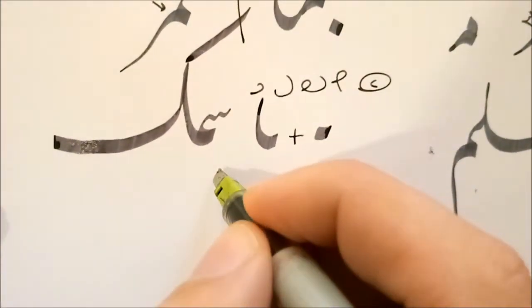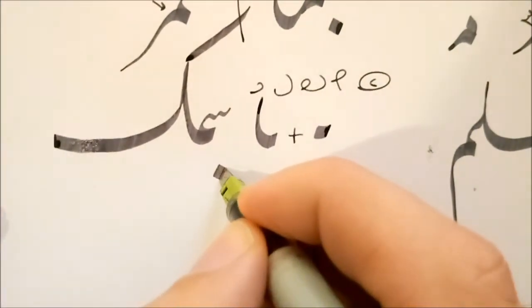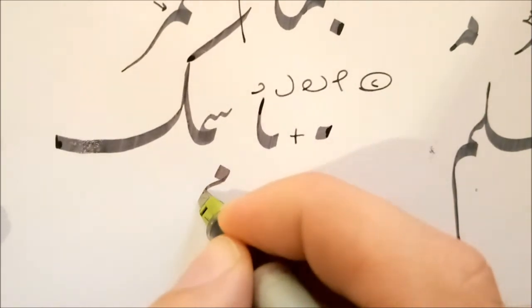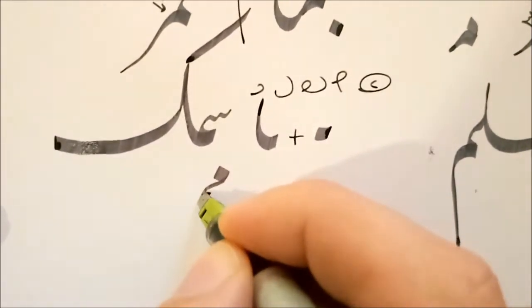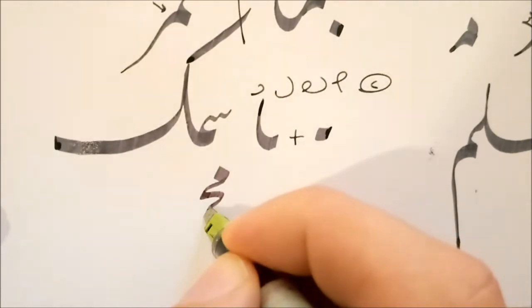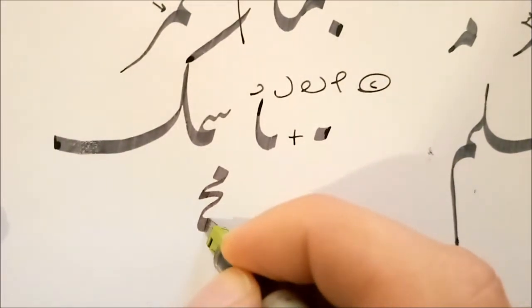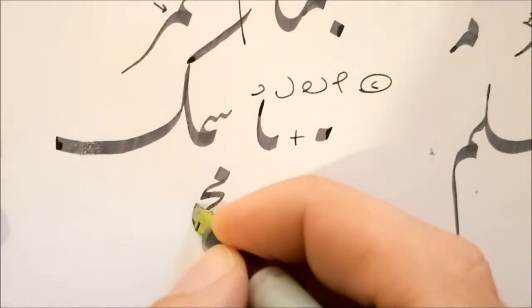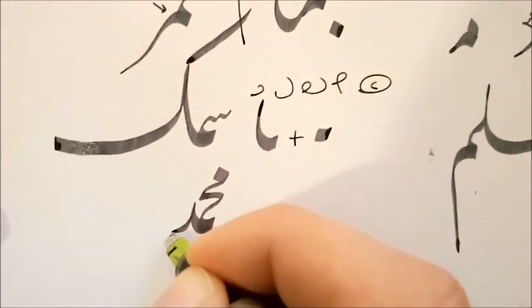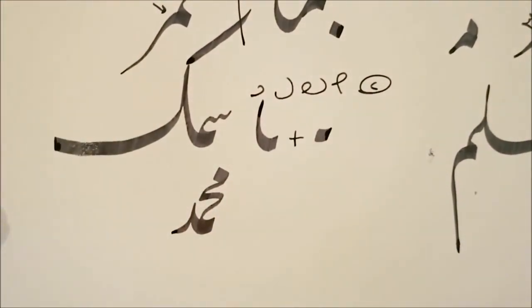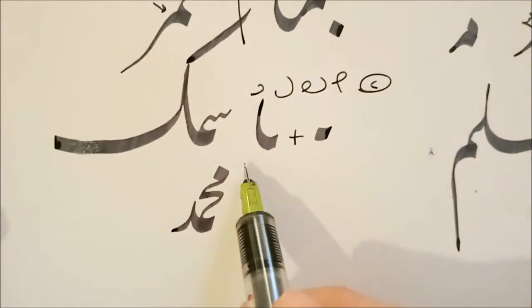Or if we had Muhammad, the first Meem would be the case that we talked about earlier with the full half. Then we have the Ha. Then we are going to use the Meem that we just talked about, which is curving up a bit, then going back for the Dal, and finally this is how we write it. So here we have two types of Meem.